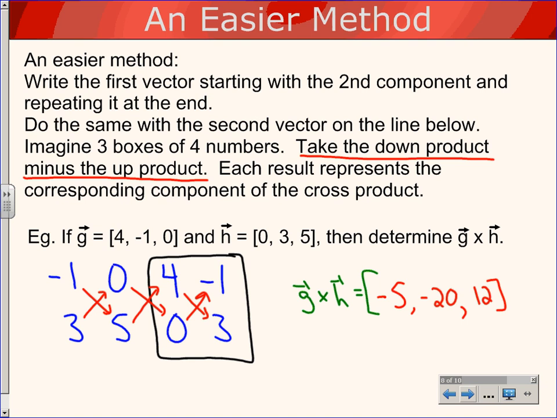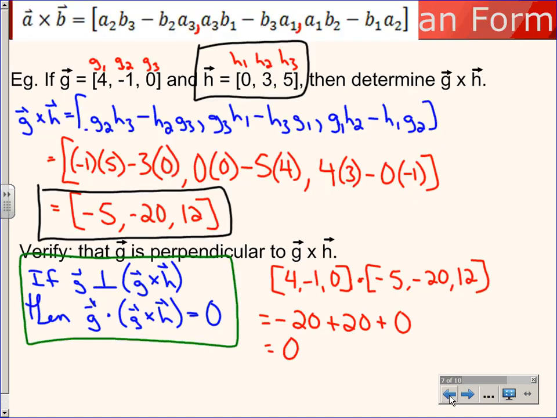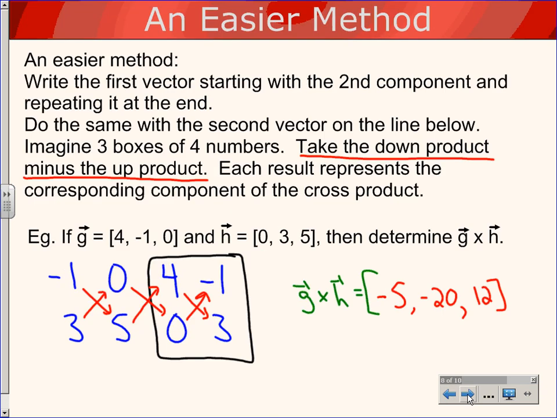And let's back up for a second. I hope that's the same thing. -5, -20, and 12. So same answer. This slide used the formula. This slide used this slightly easier method. Okay, it's a nice way of being able to calculate the cross product, just writing some numbers down. Okay, well, as I say, we're going to be doing that a bunch, so we'll get used to that calculation.